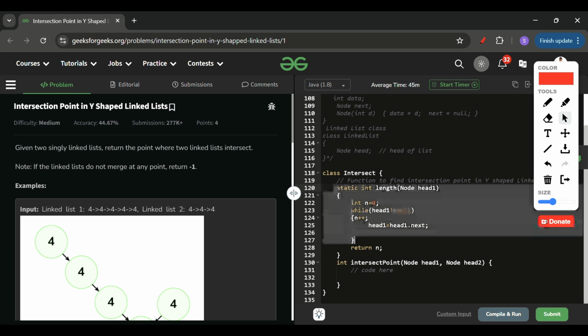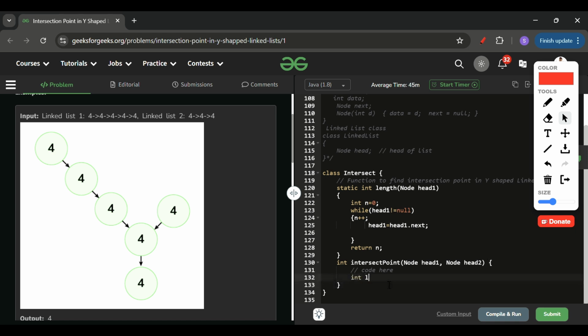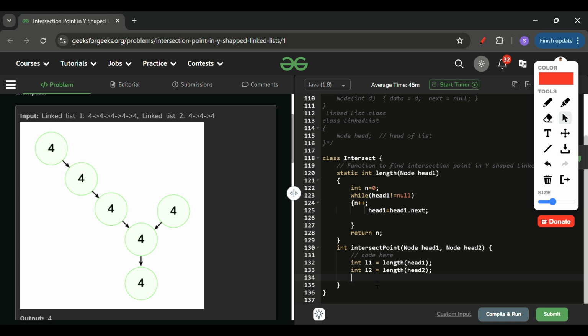Moving on to the code part. Look, I've written this function to get the length of both linked lists, because I have to get the length of the linked list. So let's say int L1 is equal to length, and I will pass head1. Similarly, int L2 is equal to length of head2. Now look, if L1 is greater, I will push our head1. If L2 is greater, I will push our head2.